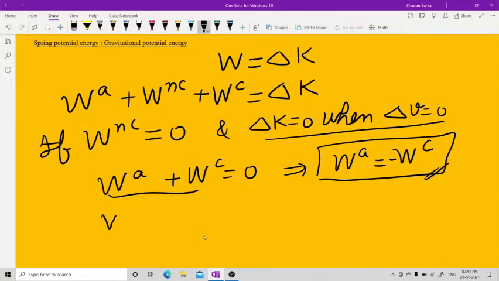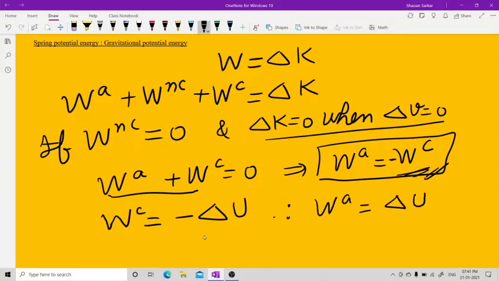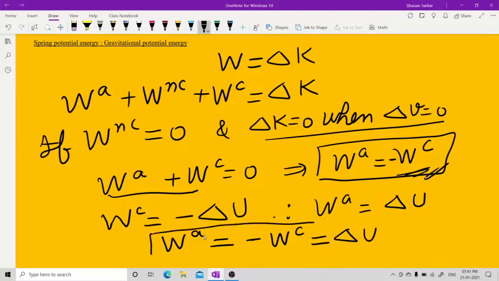Now, work conservative, I told you in my earlier lecture, is minus delta U, change in potential energy. Therefore, work applied is equal to delta U. So in one statement, work applied is minus work conservative is equal to delta U. And this is a very, very important equation, and you cannot forget this because we will be needing this equation in the third unit also.